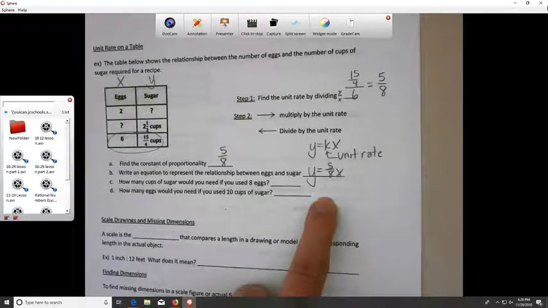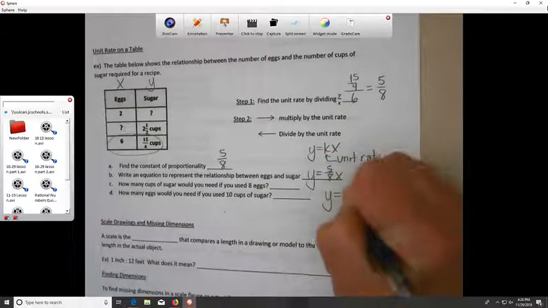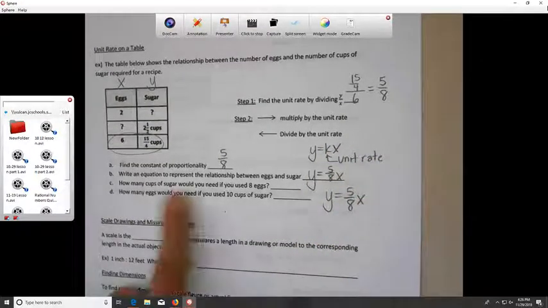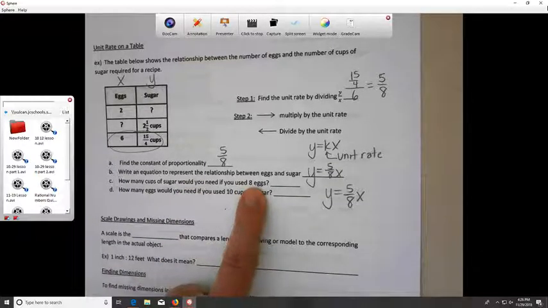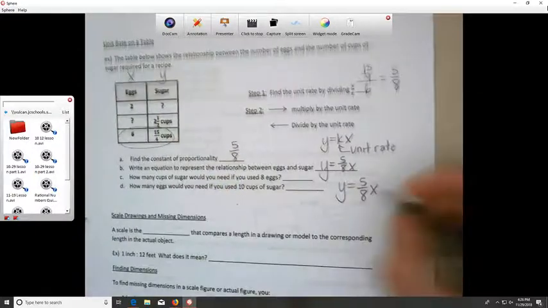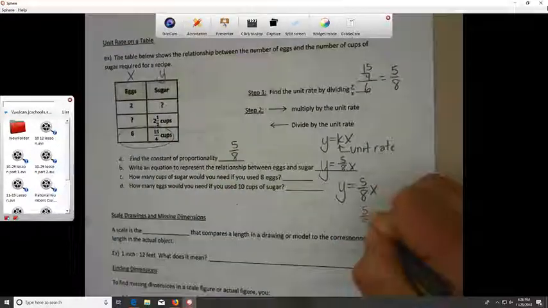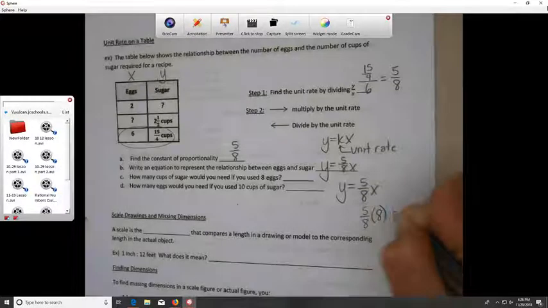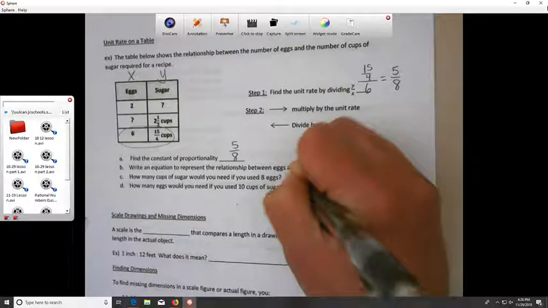All right, so I'm going to write down my equation. Y equals 5/8x. Now it says, how many cups of sugar would you need if you used 8 eggs? So if I look at my table, eggs was x, so I'm going to put 8 where the x is. So I'm going to have 5/8 times 8. And if you do the calculator, you're going to get 5.